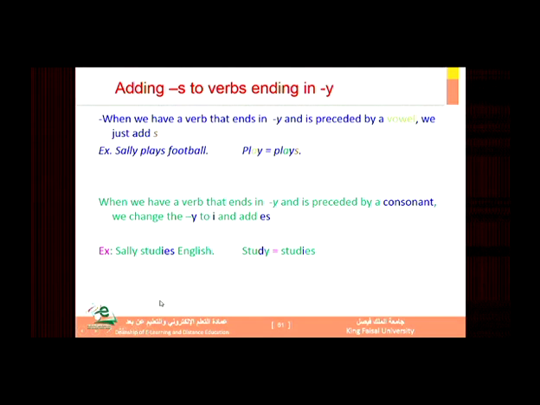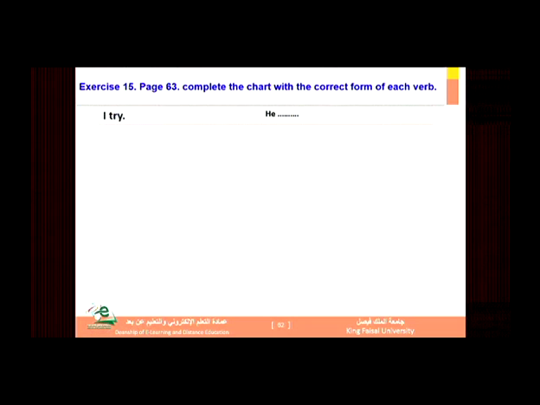So, Sally studies English. Now this is an exercise on page number 63. This is exercise number 15, which shows the difference between the endings of the verb. It says complete the chart with the correct form of the verb. Look at what we have here. We have the verb try. We look at this verb. It ends with y, and the letter before the y is an r.